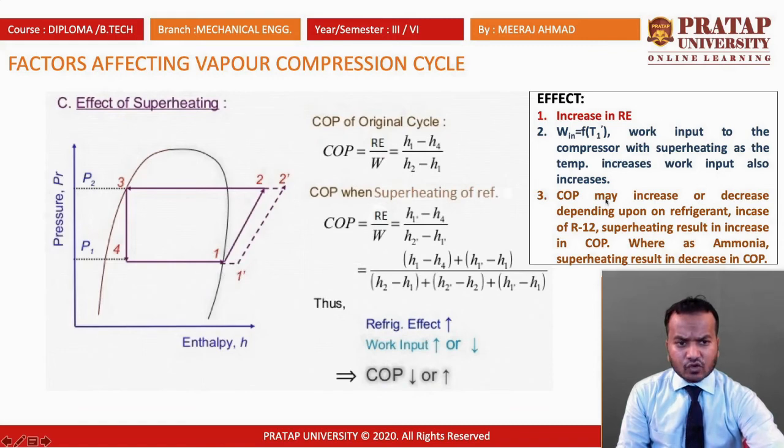Then the COP of the VC cycle may increase or decrease depending on the refrigerant. In the case of R12, the refrigerant effect should be large and the work input should be less. So here the COP should be increased. When we use ammonia, the superheating results in a decrease in the COP.